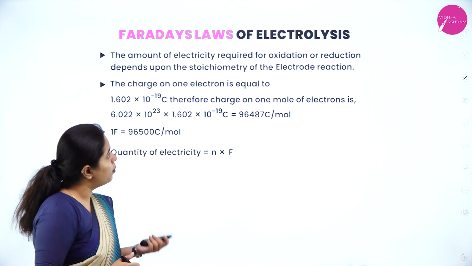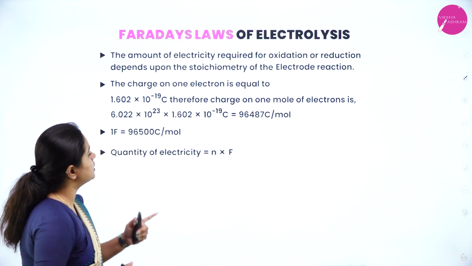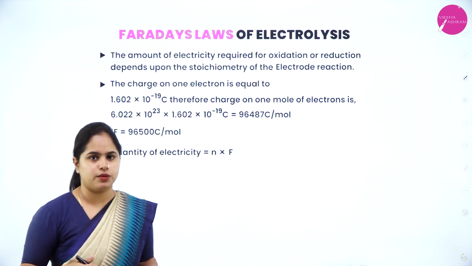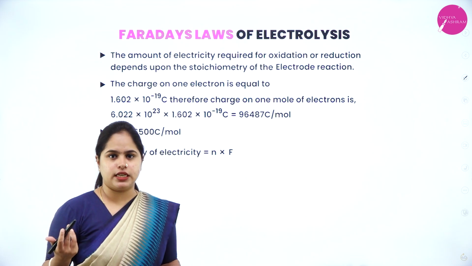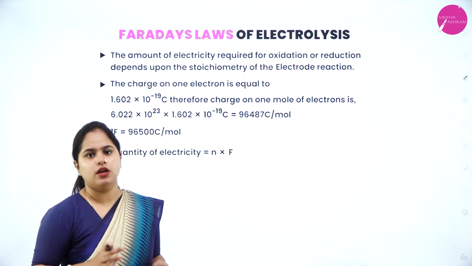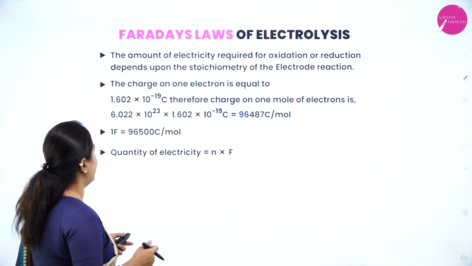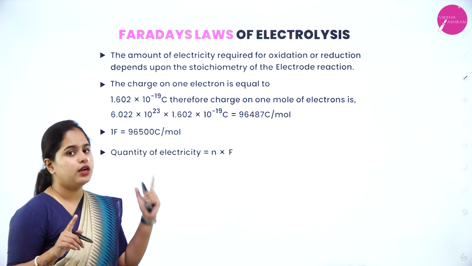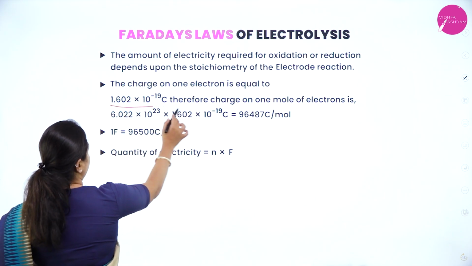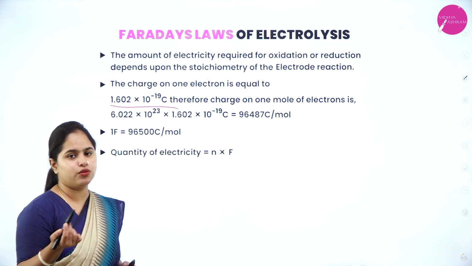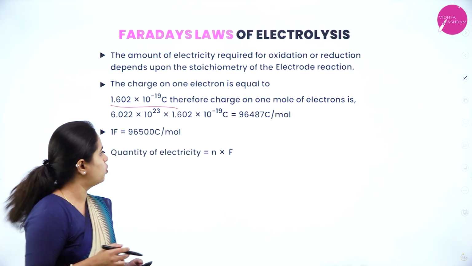Now, the amount of electricity required for oxidation or reduction depends upon the stoichiometry of the electrode reaction. So let's understand what that is. The charge on one electron is equal to 1.6 × 10^-19 coulomb. We already know this: the charge of a single electron is 1.602 × 10^-19 coulomb.